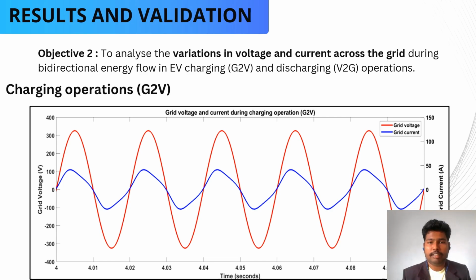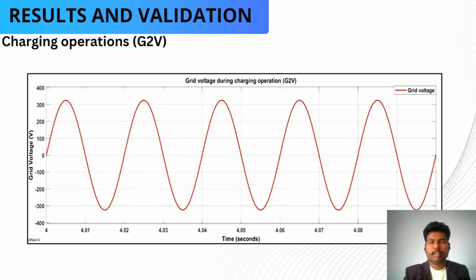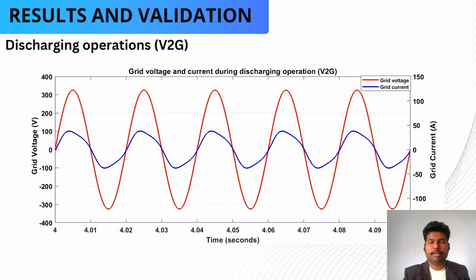Now we are going to analyze the variation in voltage and current across the grid during the bidirectional EV charging operation. This is a combination of grid voltage and current during the charging operation, where we are looking for the variation in the phase shifting. From here we can see the grid voltage and current measured for pi cycles. These are the individual ones: for the pi cycle, the voltage, and this is the current. And this one is for the discharging operation, measured across the grid front end. And this is the grid voltage and current measured for the pi cycle during discharging.